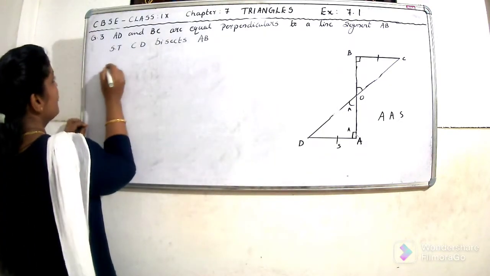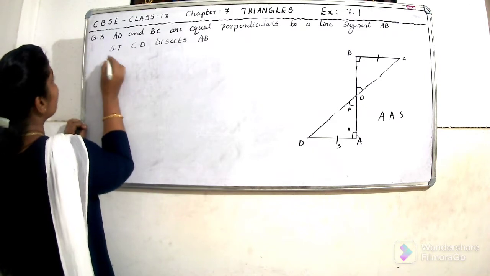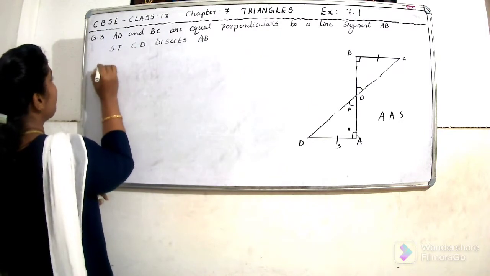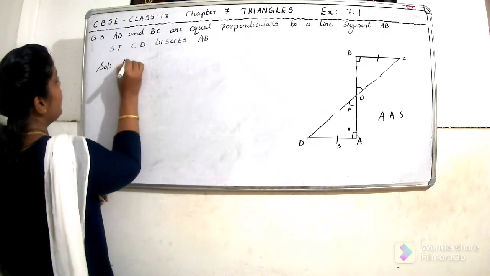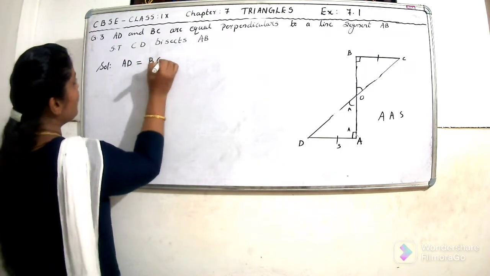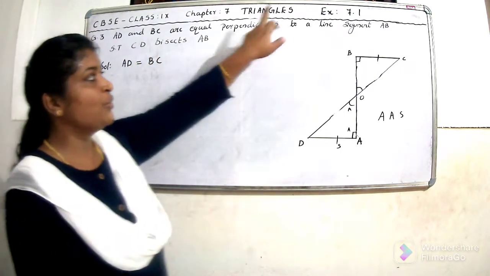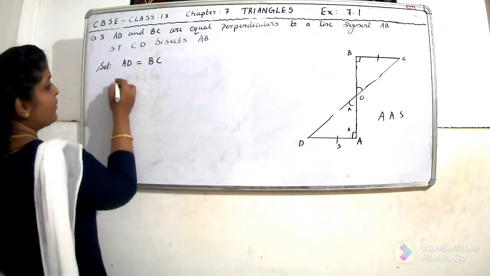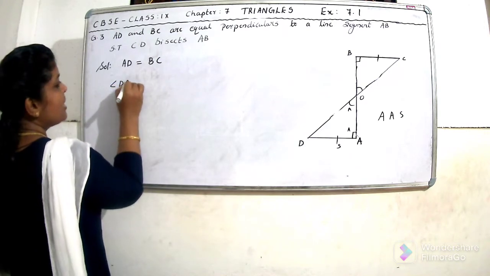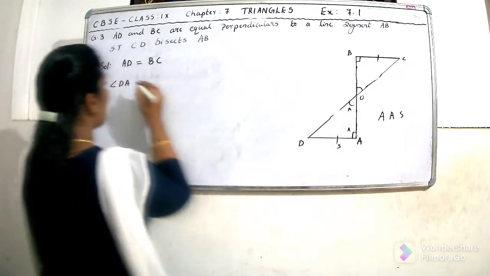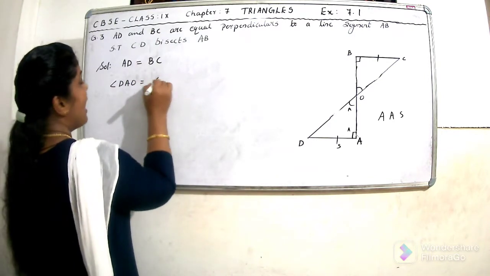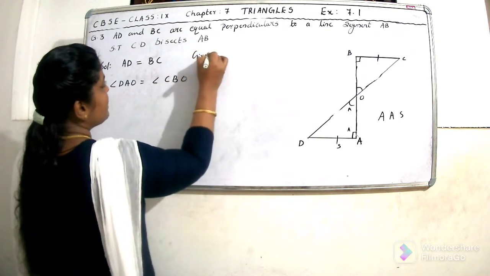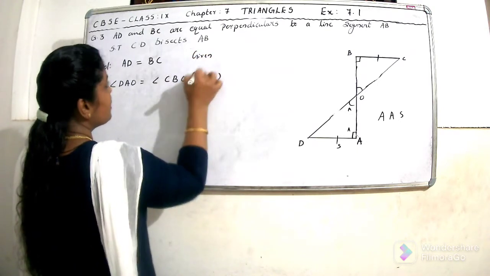So here in the solution we can write first all the things that are given. AD is equal to BC and perpendicular. Which means these two corners are 90 degrees. That also we can write. Angle DAO is equal to angle CBO. This we understood from the question.